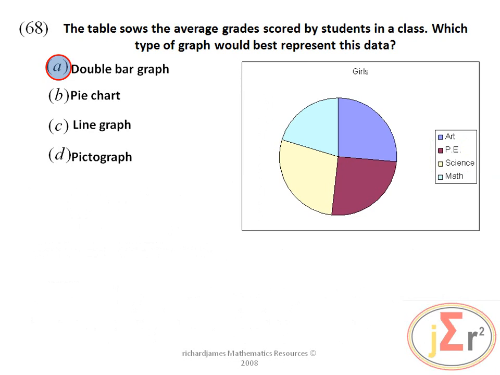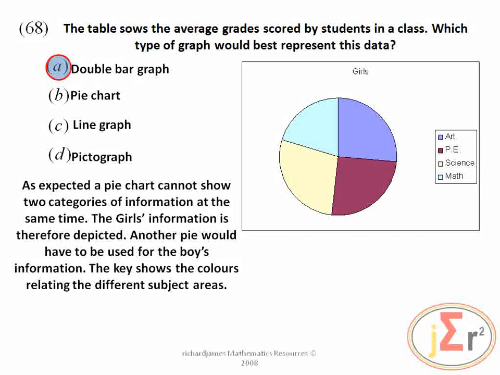And there you have our pie chart. As expected, a pie chart cannot show two categories of information at the same time. The girls' information is therefore depicted. Another pie would have to be used for the boys' information. The key shows the color related to the different subject areas.